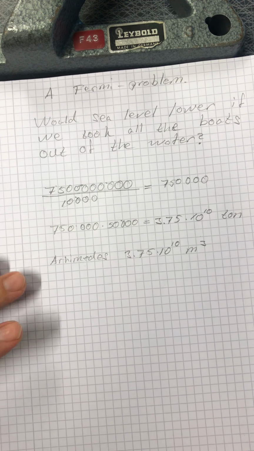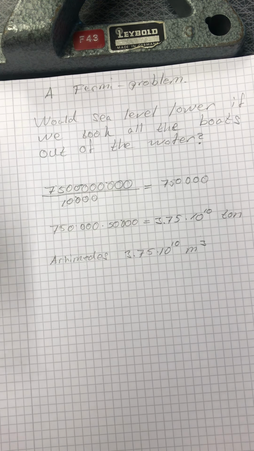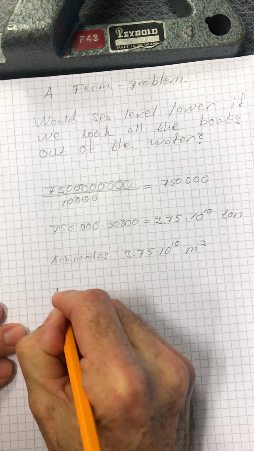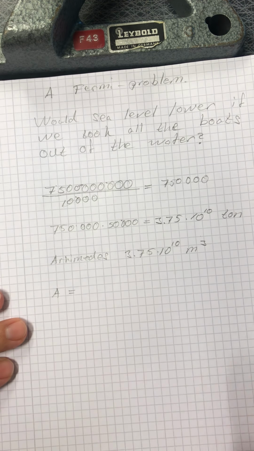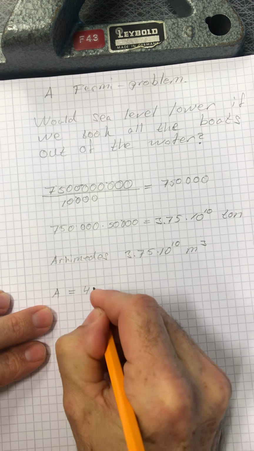Now, I need to find out the area of all the water on Earth. The Earth is a globe, and you calculate its area with 4 pi r squared. However, there is water on only 70% of the Earth, so we have to multiply it by 0.7. And then we get it in square meters if the radius is in meters. So let's calculate the area.